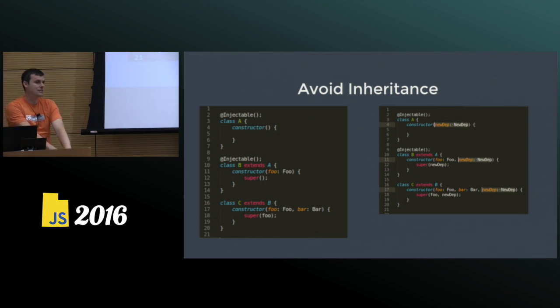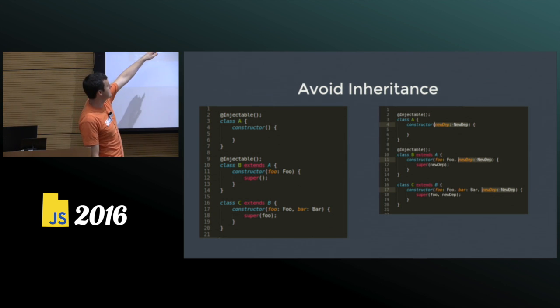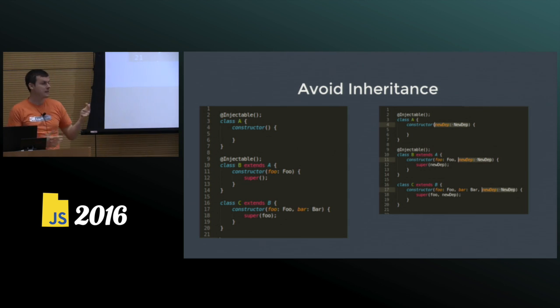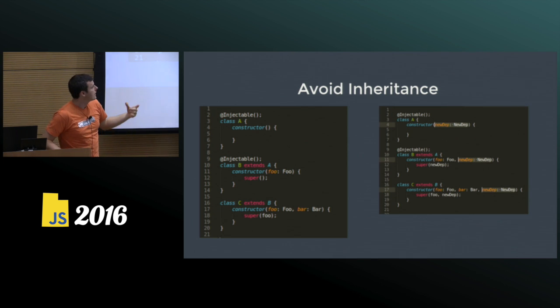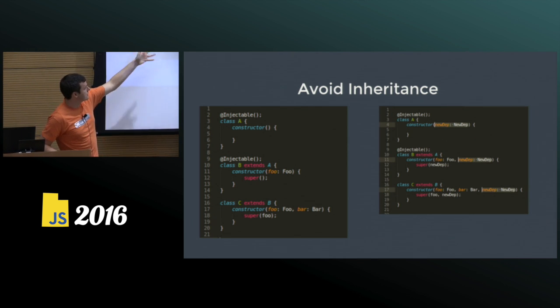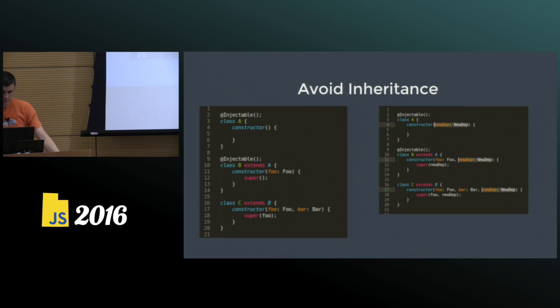Again, I'm not saying you don't use it where it makes sense, but just favor composition in these situations. So an example would be maybe C doesn't extend B, instead you inject B if you need functionality from B, and same thing from B to A. And so now if you add a dependency to A, the injector will automatically handle that for you, and you don't have to change the constructors on B or C.